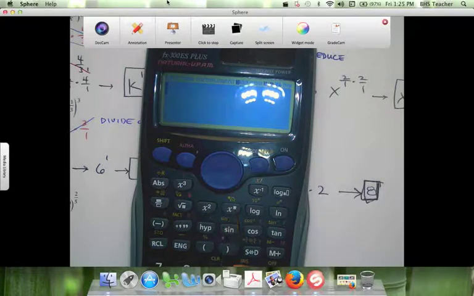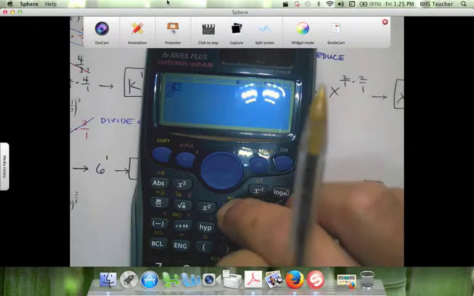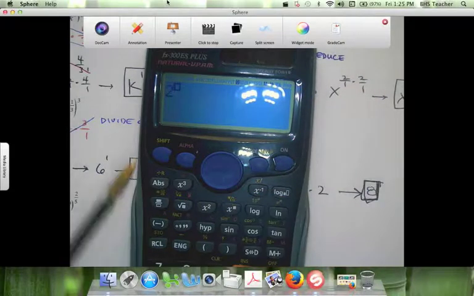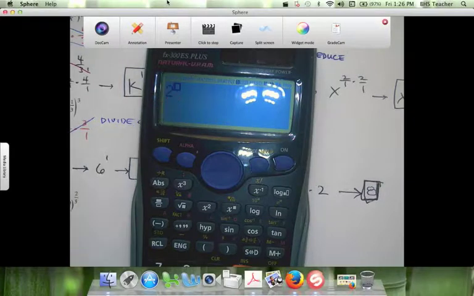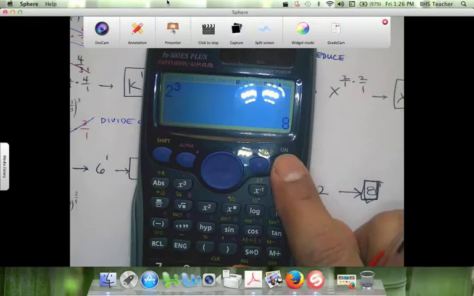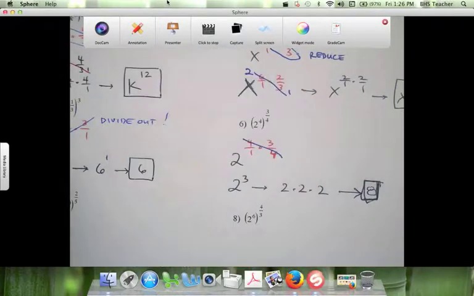2. Punch this key, and see how it leaves an open box there, so you can put whatever exponent you want, to the power of 3. Then you hit equals. Okay, the answer is 8. Alright, let's do the last 2 problems here.